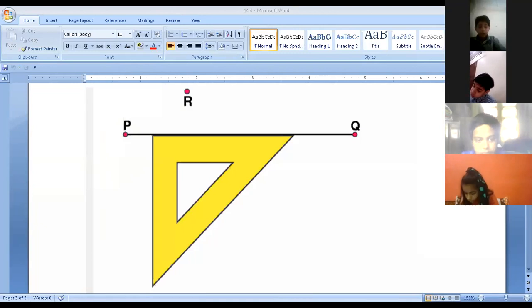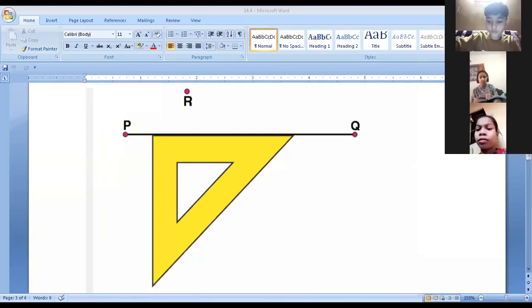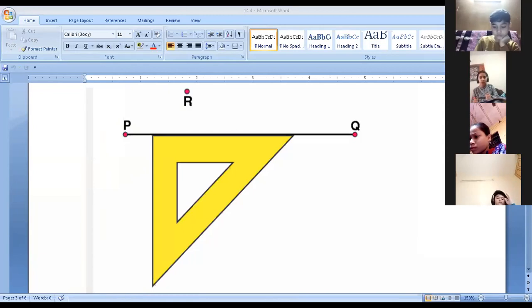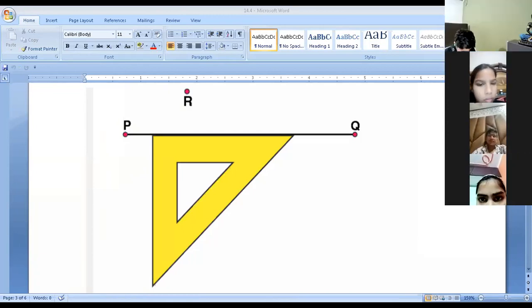Place your set square below line PQ. Place your set square like this, all of you.